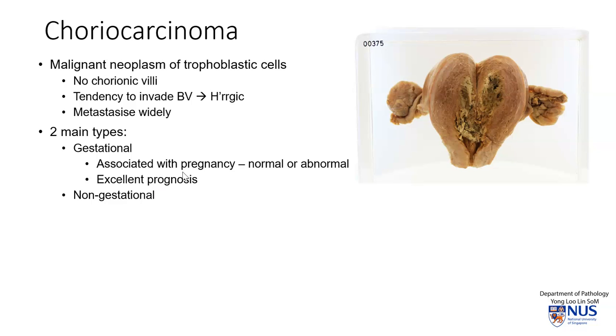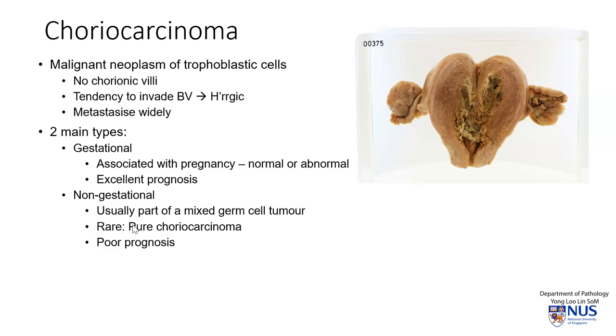Even if there are widespread metastases at the time of diagnosis, these are very chemosensitive. The opposite is true for non-gestational choriocarcinomas. So these usually arise in the ovaries, and they are part of mixed germ cell tumors often. It's very rare, but it can occur as a pure choriocarcinoma, and the prognosis here is extremely poor as opposed to gestational choriocarcinoma.